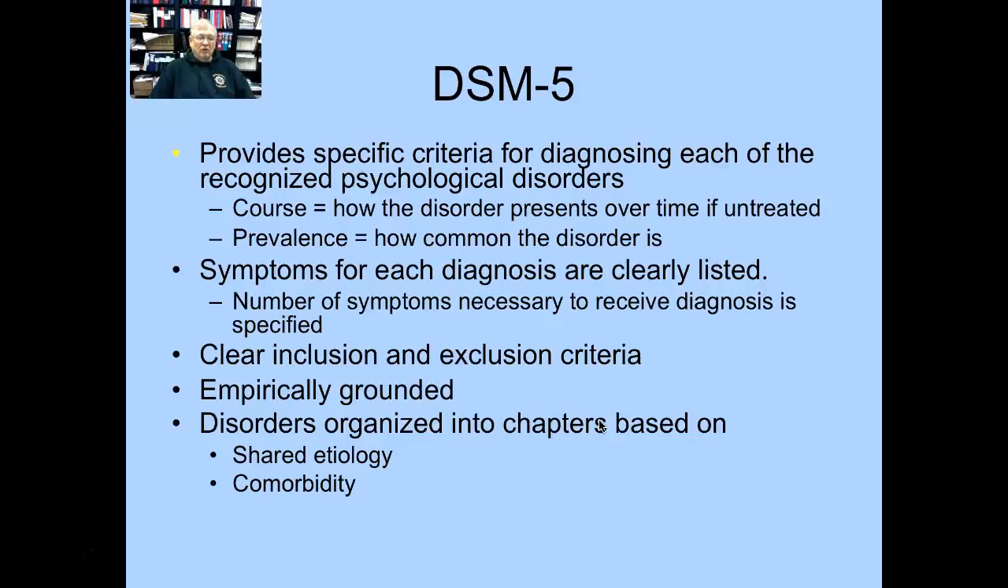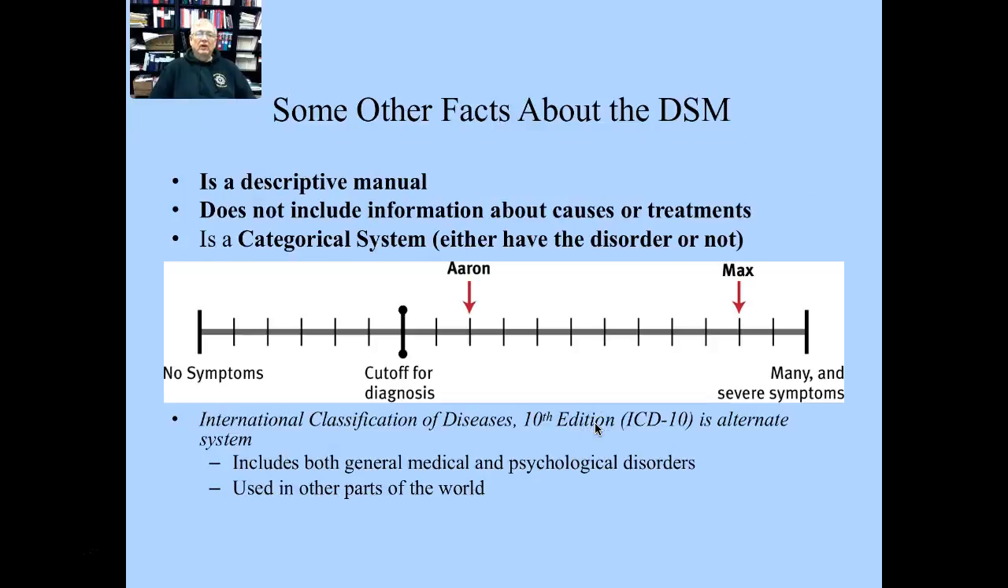Comorbidity is a term that indicates that certain disorders tend to co-occur, occur at the same time. They overlap. For example, anxiety and depression. Almost always, well, 50% of the time, if you have one, you have the other. So they are comorbid. Some other facts about the DSM. First of all, it's real important to recognize it's only a descriptive manual. It does not include information about causes or treatments. And also, it's a categorical system as opposed to a dimensional system. So either you have the disorder or you don't.